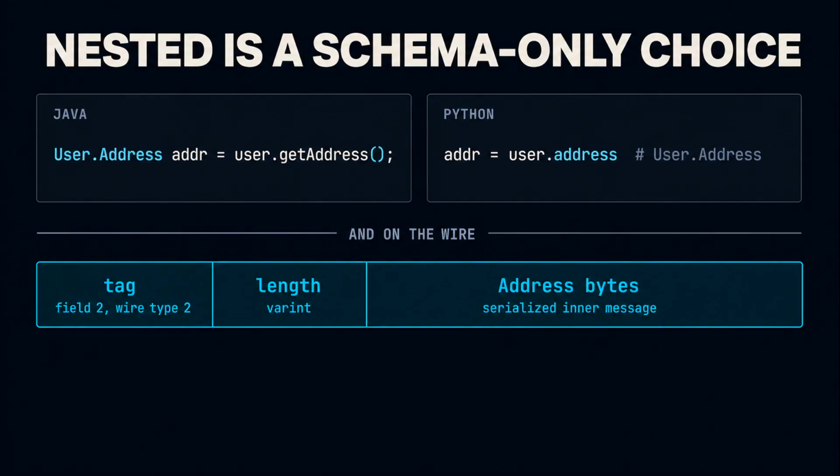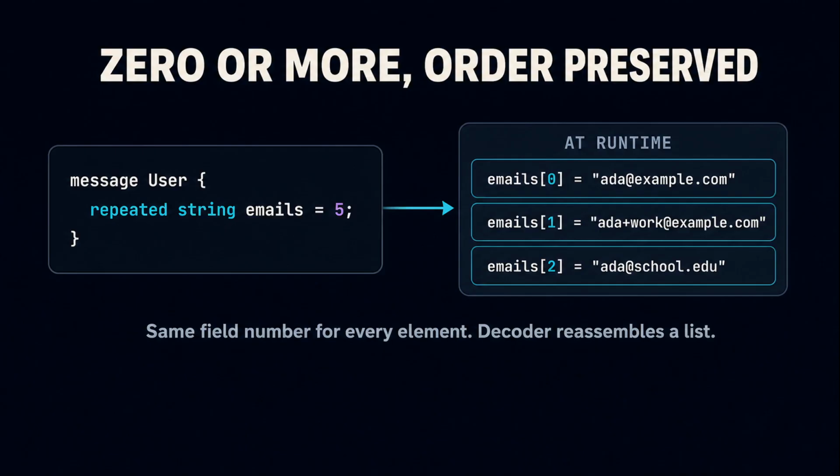Same idea. And on the wire, there is no difference between a top-level message used as a field type and a nested one. Both are encoded as length-delimited values, wire type 2. 1 varint byte count followed by the serialized inner message. A user might have 1 email address or 5.